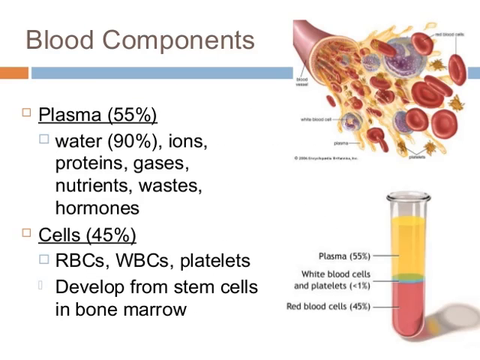And these are the basic components of blood. The basic components of blood are plasma, which is about 55% of the blood, and the remaining 45% is made up of RBCs, WBCs and platelets. These RBCs, WBCs and platelets are developed from stem cells which are in the bone.